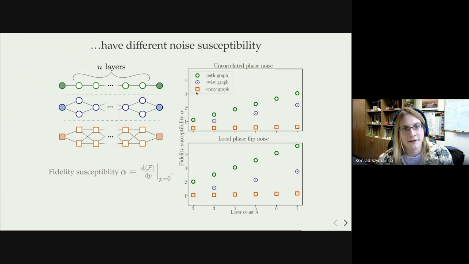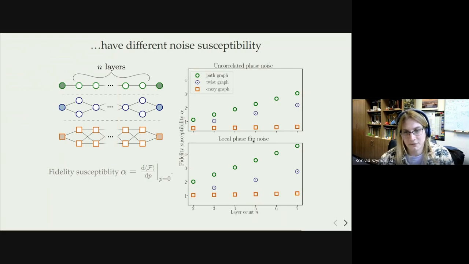However, for the crazy graph in the low noise limit, the susceptibility, so the initial fall off of fidelity as a reaction to noise, does not depend on the length at all. So in the low noise limit, you could have a very long chain of qubits and still be able to transmit information, have a Bell pair, which could then be used to transmit information across large distances relatively well. And the same happens for local Z flip noise.